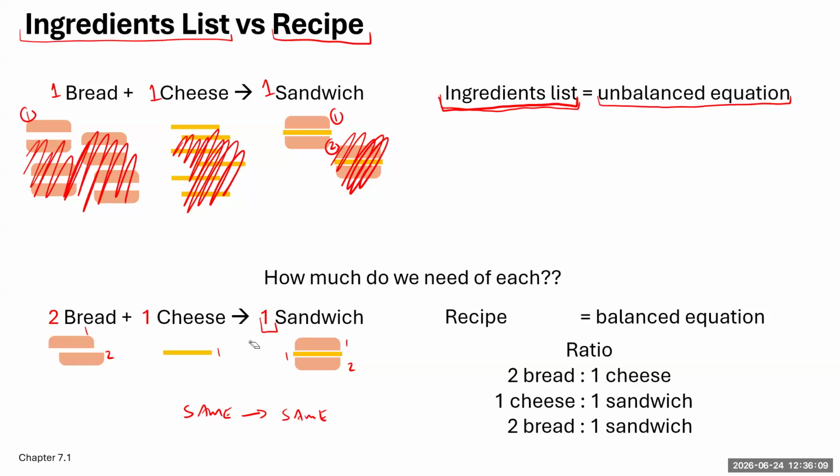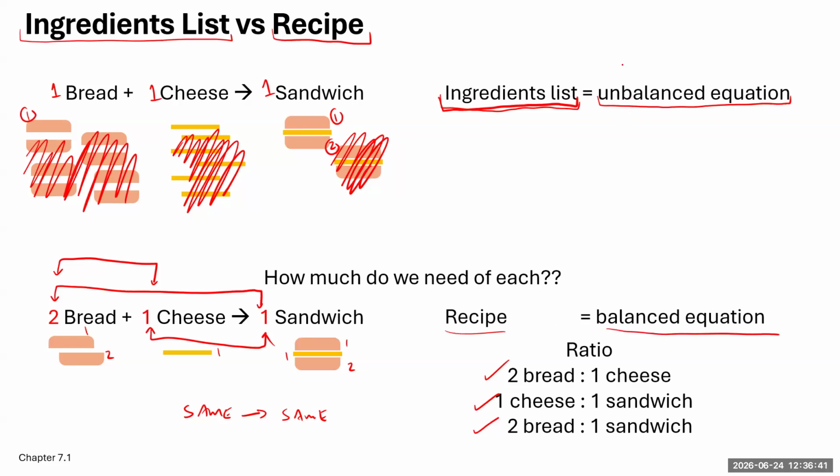I'm going to erase some of this annotation here. But we have ratios now. We have two pieces of bread to one sandwich. We have one piece of cheese to one sandwich. We also have two pieces of bread to one cheese. Those are the ratios from this balanced chemical equation, or recipe.